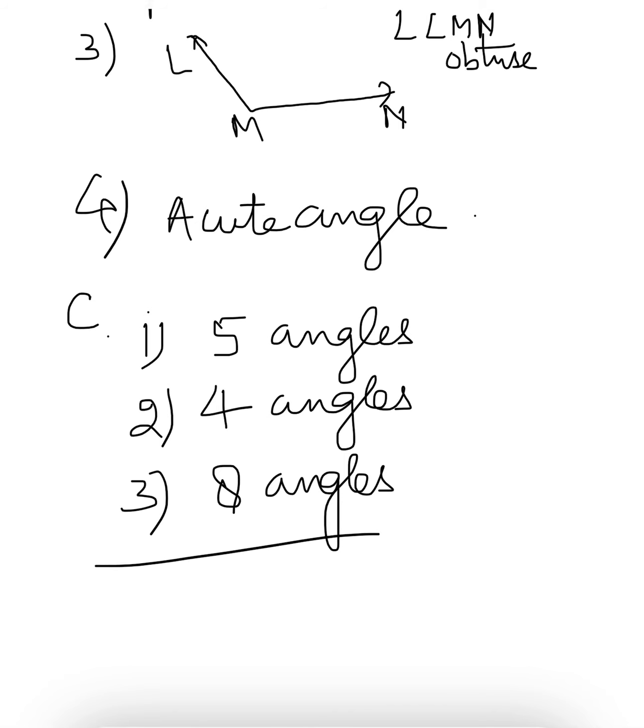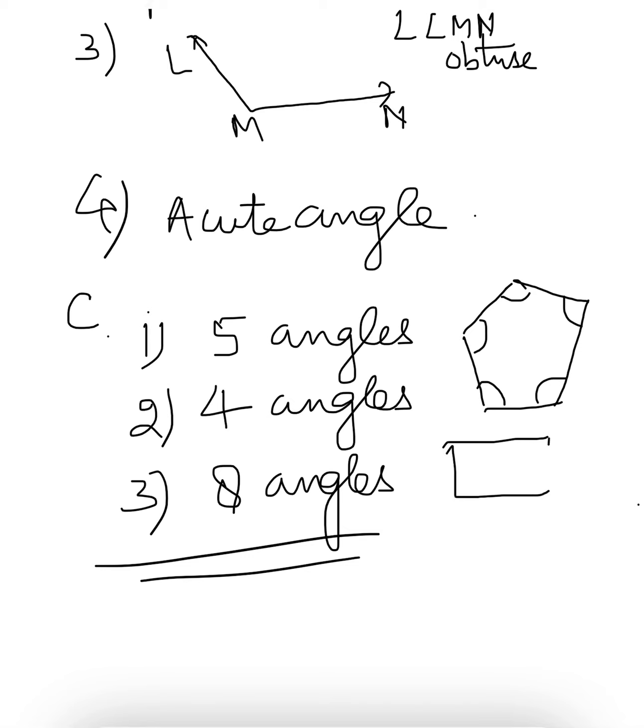Okay. So, in this way you see, like 5 angles, how will you count? 1, 2, 3, 4 and 5. You see this angle 1, 2, 3, 4 and 5. These are 5 angles. Similarly, here also in the rectangle, first angle, second angle, third angle and fourth angle. So, I have written 4 angles. Similarly, in the stop sign also you will count, you will get 8 angles.